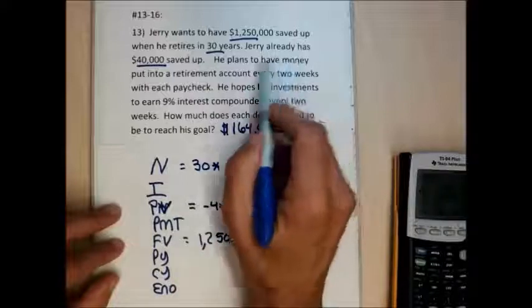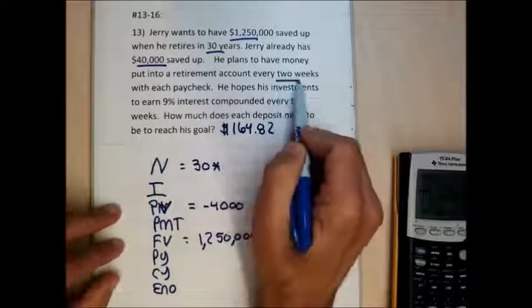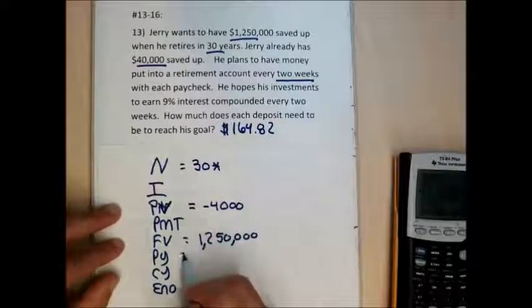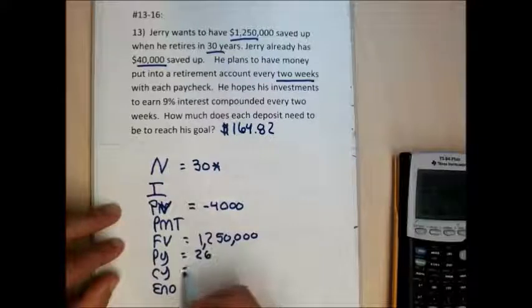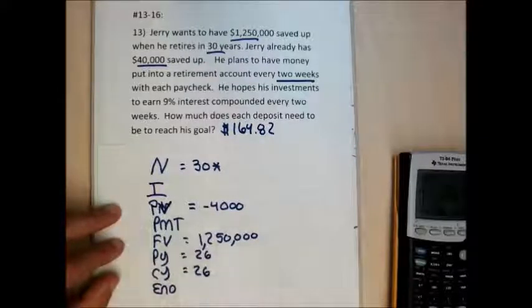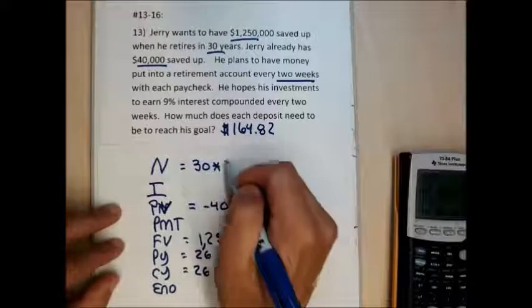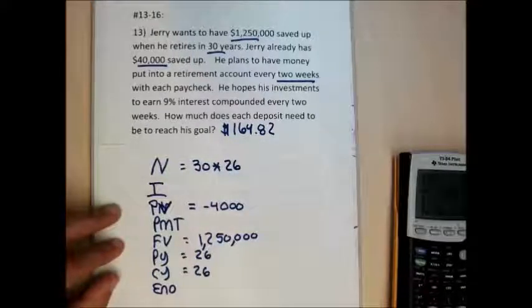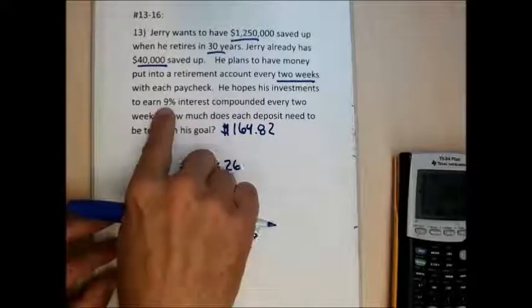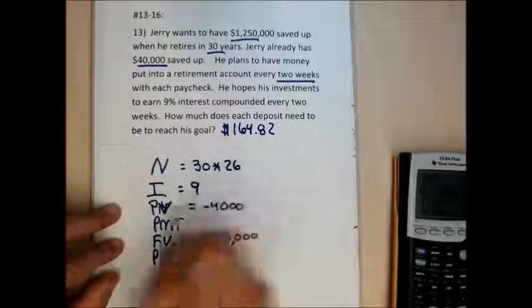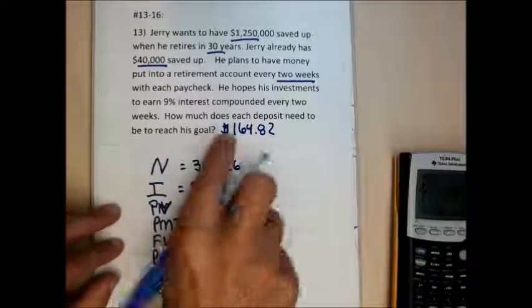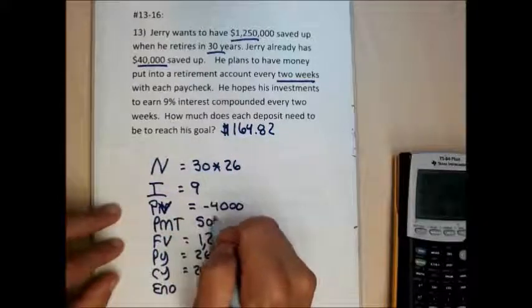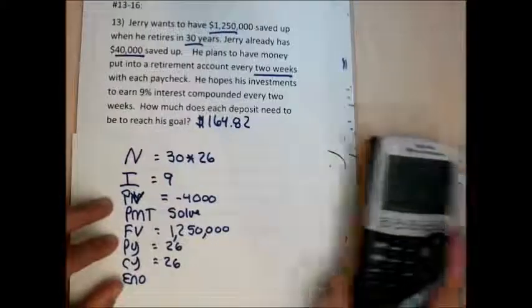He plans to have money put into a retirement account every 2 weeks. Every 2 weeks is the PY and the CY 26. Twice a month is the 24. So not only am I going to put the PY and the CY, I'm going to multiply the 30 by 26. He hopes his investment earns 9% interest. How much does he need to deposit? That's what I'm going to solve for. Let's see if we can work through this then.